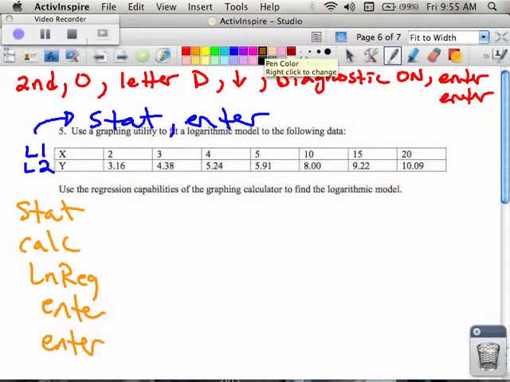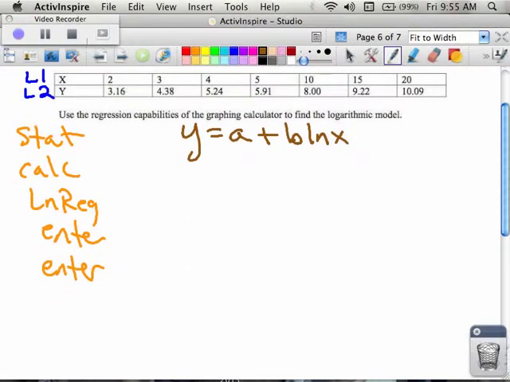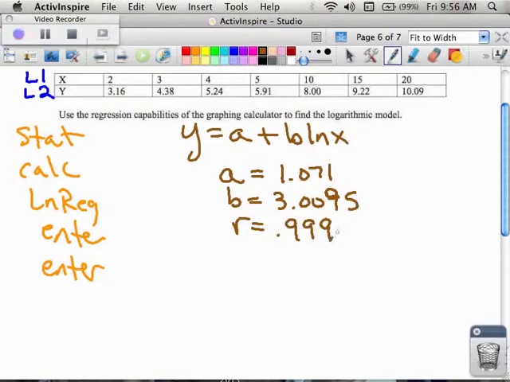And what we saw at the very beginning was y equals a plus b natural log x. And then after that, what we saw is that our a was roughly 1.071, that our b was roughly 3.0095, and that our r, which is our correlation, our strength of association here, was 0.999. How many nines were there? Like 5? 6. That means super strong association.